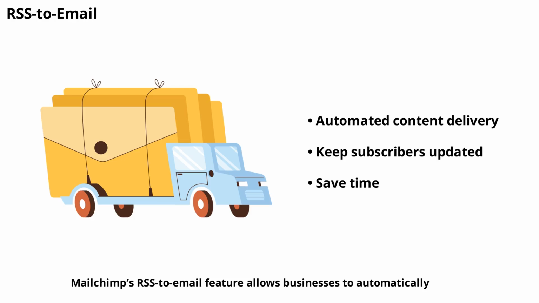Mailchimp's RSS to email feature allows businesses to automatically send blog updates or news articles to subscribers. By connecting your RSS feed, new content is delivered to your audience without manual effort. This is a great way to keep subscribers informed and engaged with your latest updates.